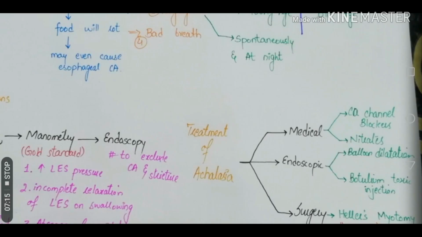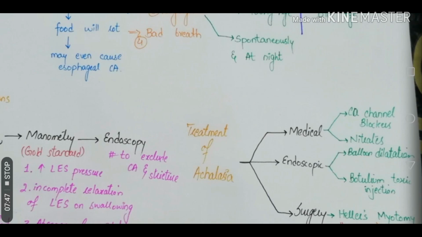So by far we have talked about different investigations which can help us make a proper diagnosis of achalasia. Once the diagnosis has been made, we will progress towards the treatment and management plan. There are 3 modalities which can be used to treat achalasia. Number 1, medical. Number 2, endoscopic. Number 3, surgical. Regarding medical management, we have calcium channel blockers and nitrates. Regarding endoscopy, either balloon dilatation or botulinum toxin can be used.